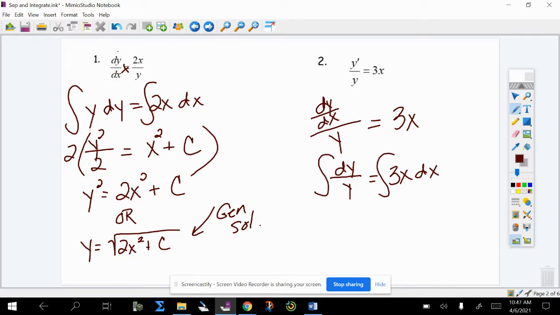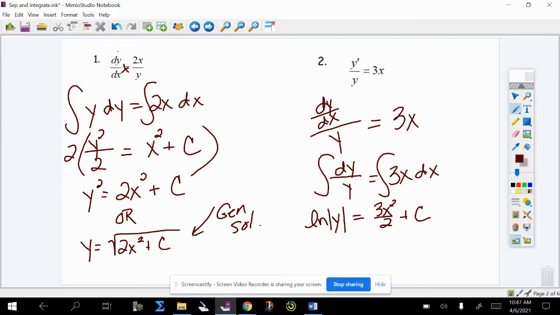The integral of dy over y is a natural log of y. Think of it as like a du over u, or like a 1 over x. This is a 1 over y. The integral of 3x is 3x to the second over 2. So the left side was a natural log integration. The right side was just a power rule.